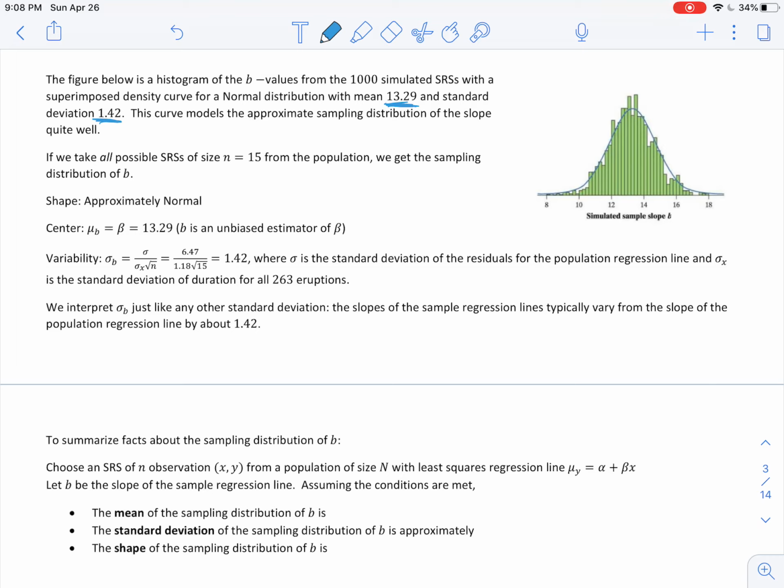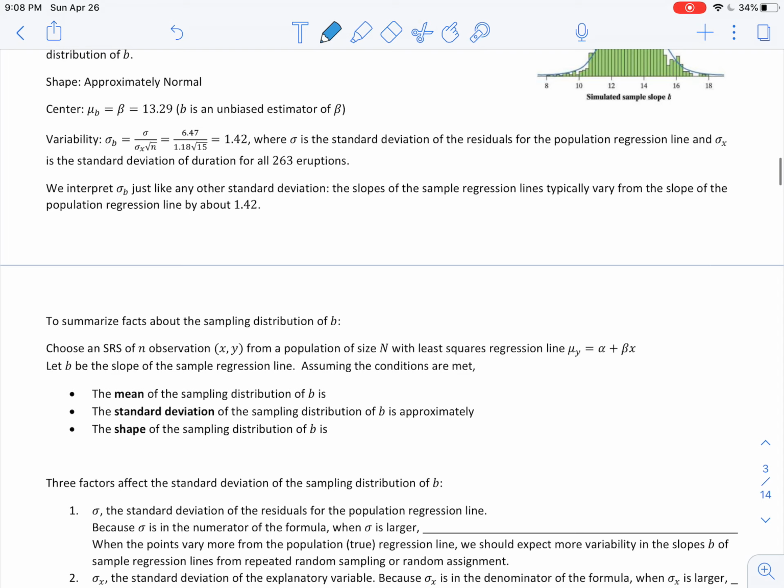So this curve models the approximate sampling distribution of the slope really, really well. If we take all possible SRSs, so not just 1,000, but all the ones that are possible of size 15, we get the true sampling distribution of B. So not the approximate, but the sampling distribution of B. The shape of it is approximately normal.